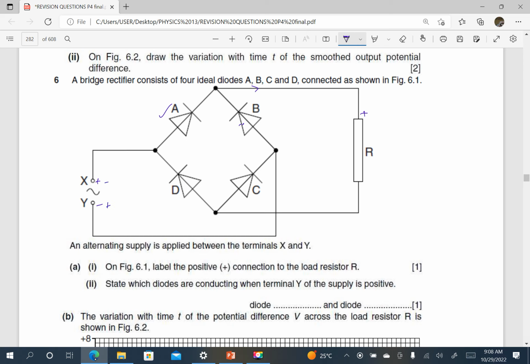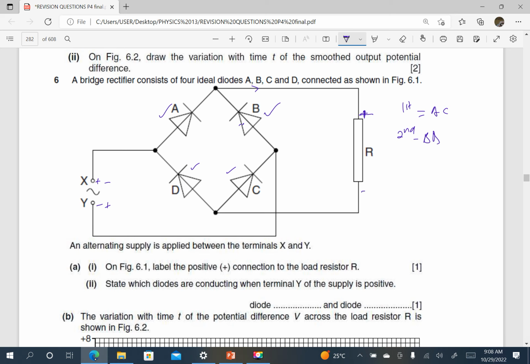If this is positive and that is negative, let's say, for the first case, A and C are conducting. For the second half cycle, we take this route. C will not conduct, B conducts, it continues, it enters from the top, it comes, D conducts. So for the first half cycle, it is A and C. For the second half cycle, it is B and D which conduct. In all cases, it is entering from the top. So we put a positive at the top.